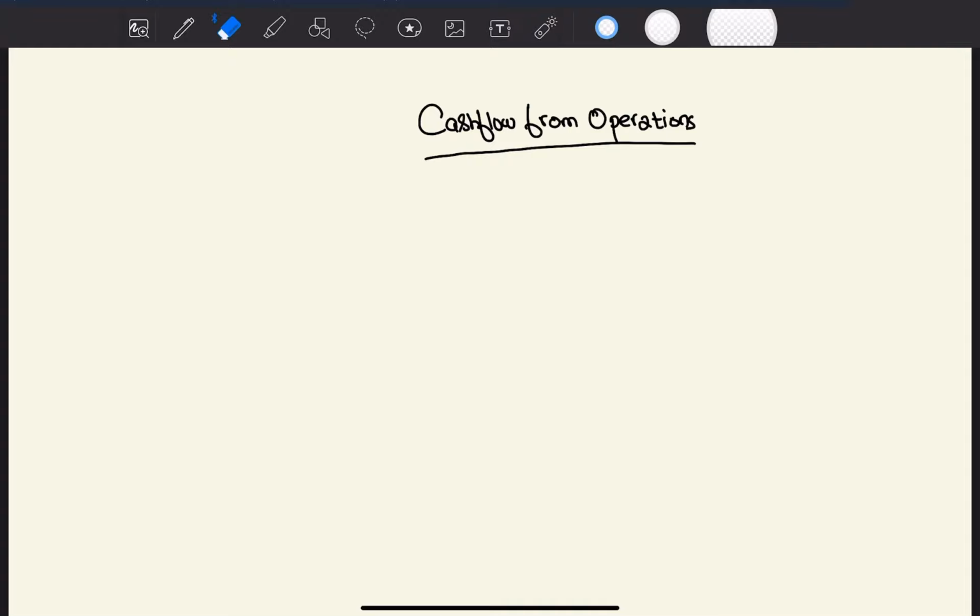So usually cash flow from operation is difficult for some students, especially with non-finance background. So I usually start with a simple example, and I'll do it right here. So let's start with an example.